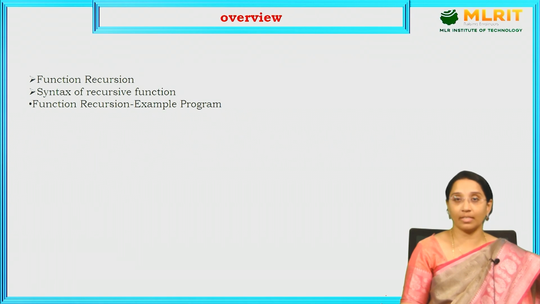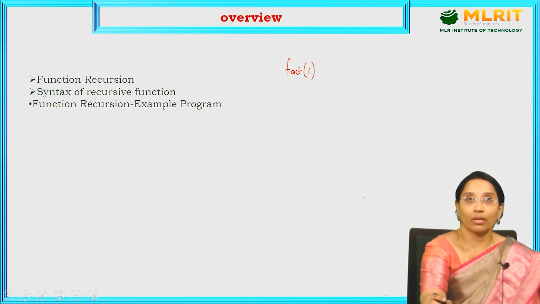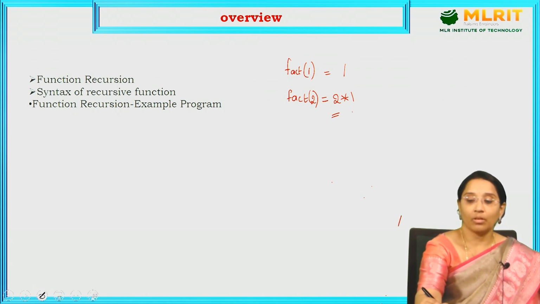So what does it exactly do? Suppose I want to calculate factorial of 5, or 5 factorial. Suppose fact of 1. So what is fact of 1? Factorial of 1 is 1. Fact of 2 is 2 into 1. So in simple way, how can you write it? Can we write like this, 2 into fact of 1? Yes, you can write. Fact of 1 is 1.